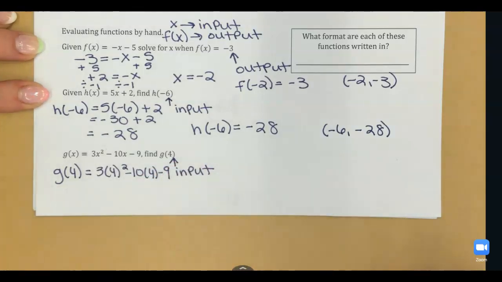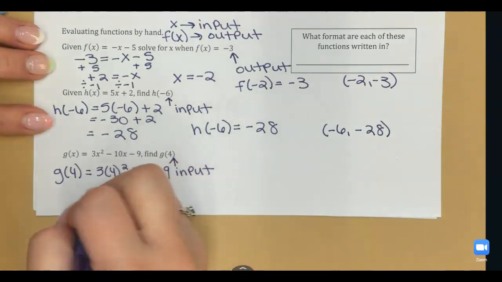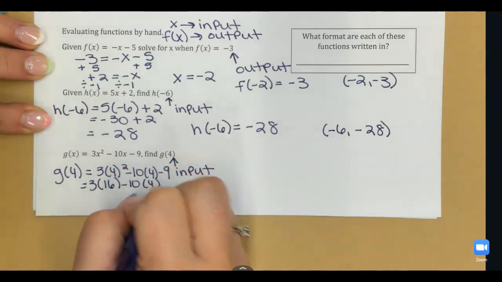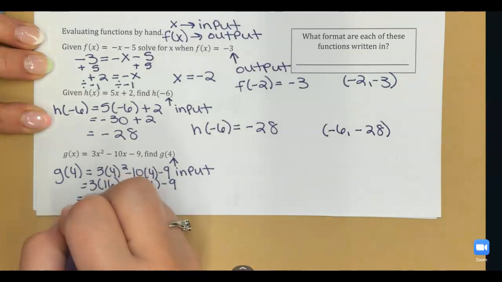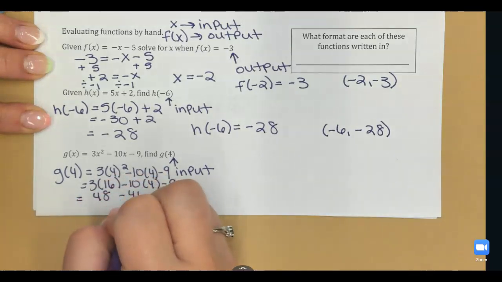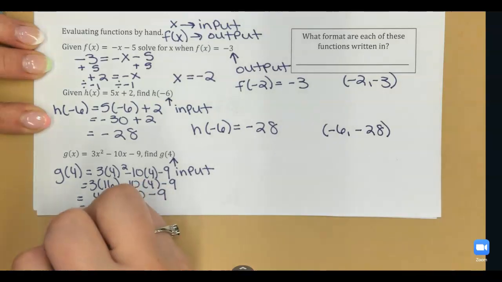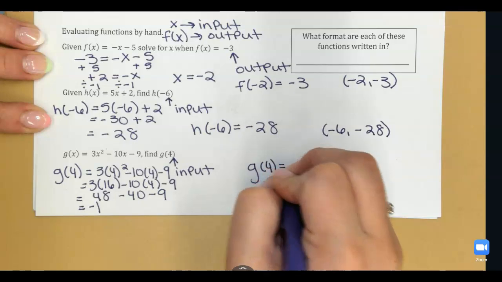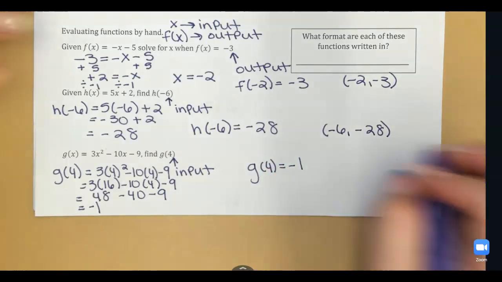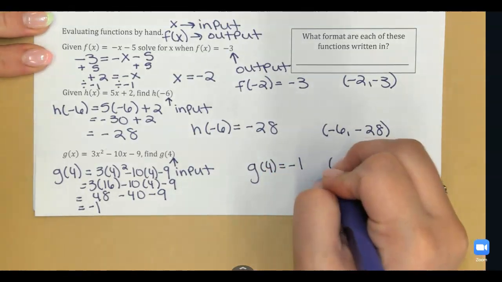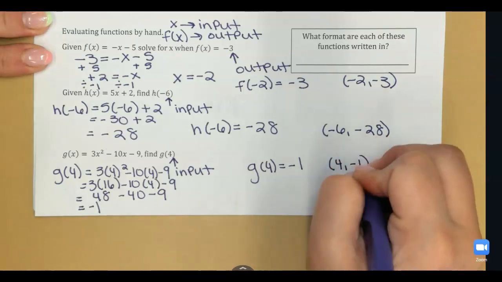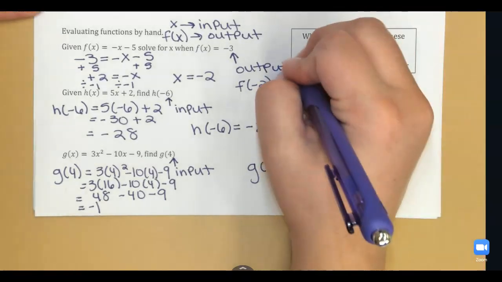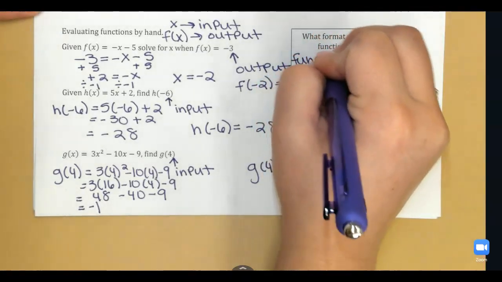And again, order of operations, I'm going to have to square this 4 before I do anything else. Now I can multiply. And I can subtract. So my final answer is -1. G of 4 equals -1, which means somewhere on my graph for that function, I'm going to have a point at 4, comma, -1.